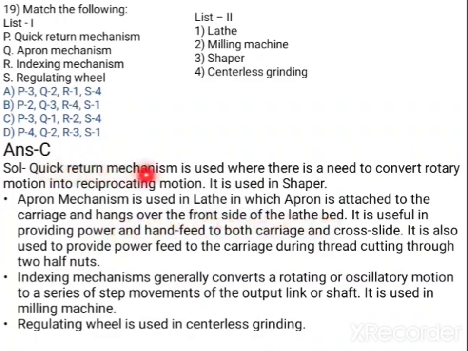Quick return mechanism is used where there is a need to convert rotary motion into reciprocating motion. It is used in a shaper. Yes, quick return mechanism is used in the shaper machine. Very easy question to pick up the answer. So the answer is C.